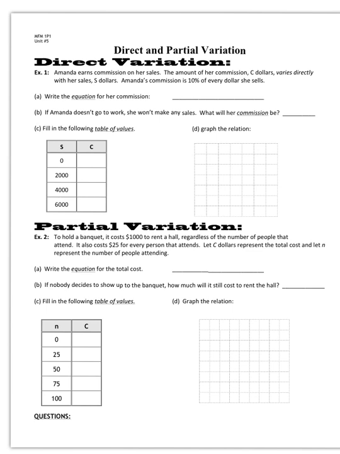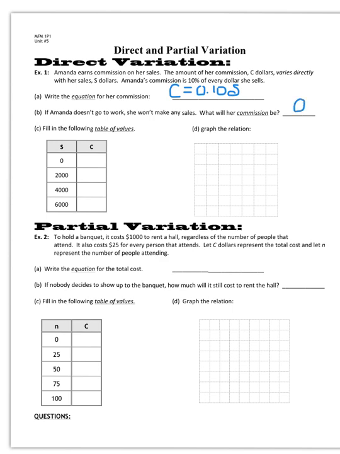So that equation is going to be C for her commission. And when we find percent, remember we want to write percent of. So 0.10, that's the percent as a decimal, times S. I always make my S's a little bit fancy, you'll notice, because I don't want it to look like a 5. So if Amanda doesn't go to work, she's not going to sell anything, obviously. So her commission will be 0. She won't make any money if she doesn't go to work.